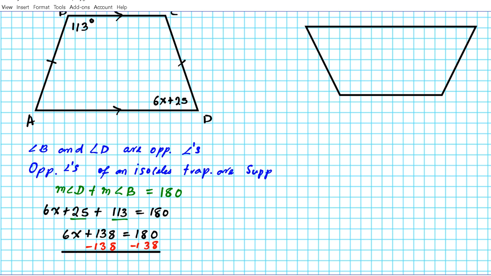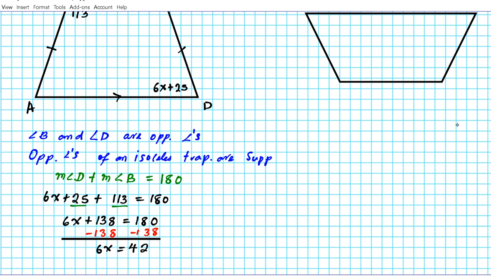If we carry out that subtraction, we'll have 6x is equal to 42. To finish this off, we'll just divide both sides by 6. That will result in the isolation of x. So divide both sides by 6. That will give us our final answer. X is equal to 7. Alrighty, so that's the final answer for problem 3.